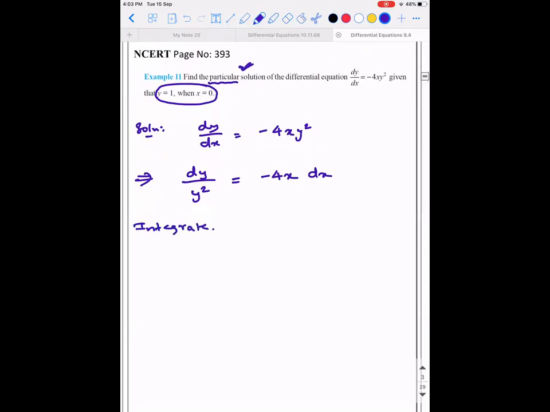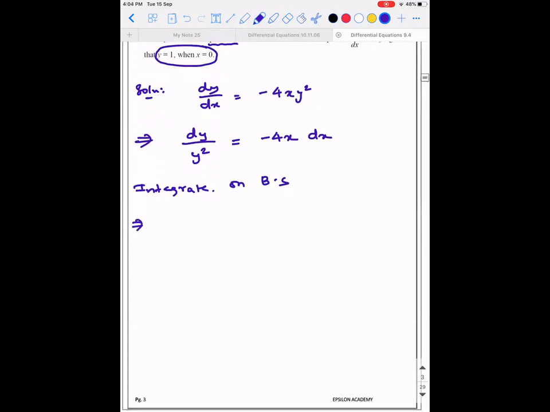See, the reason I'm telling you again and again is because when you do the miscellaneous problems, you will face difficulty. So first, you do this preliminary check and then proceed. So when you integrate on both sides, what do you get? Integral of 1 by y square is minus 1 by y.